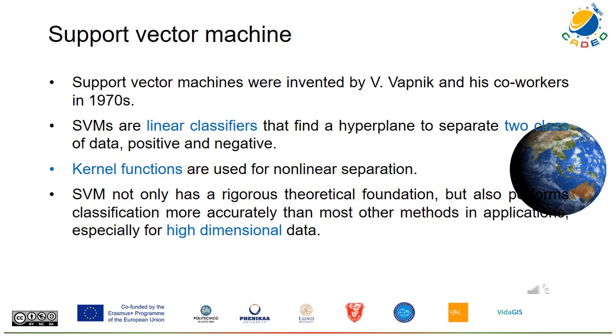Now let's look at some background information about support vector machine. Support vector machines were invented or proposed by Vapnik and his co-workers in the 1970s. SVM is a linear classifier that finds a hyperplane to separate two classes of data, positive and negative. So here we can see at the beginning, SVM is also used for dealing with a binary classification problem.